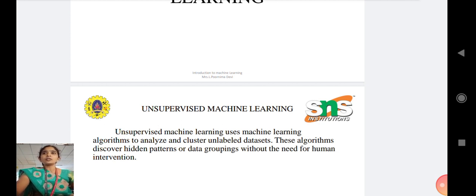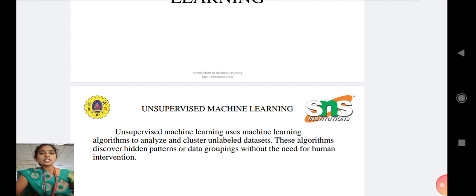We divide unsupervised machine learning into two categories: clustering and association rules. Clustering is nothing but grouping the same data types. We already saw the supervised learning algorithm, so now we discuss some differences between unsupervised and supervised machine learning.